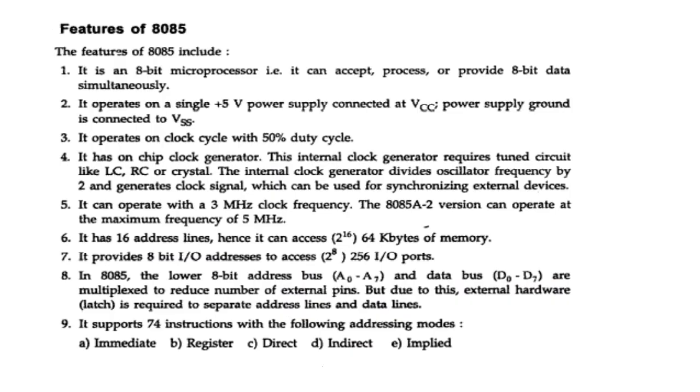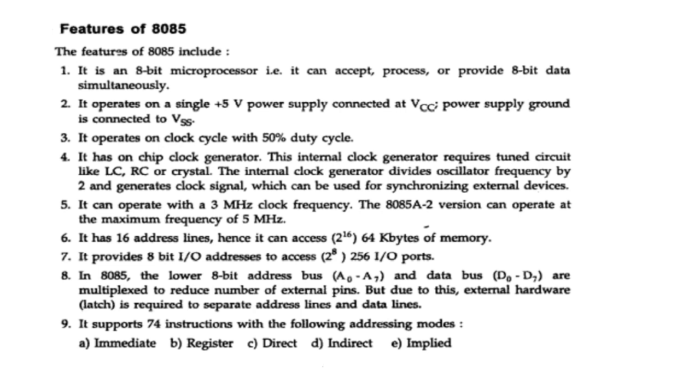It is an 8-bit microprocessor. It operates on a 5-volt power supply. It operates on a clock cycle with 50% duty cycle. It has an on-chip clock generator. It can operate with a 3 MHz clock frequency. It has 16 address lines, so 2 to the power 16, that is 64 KB of memory. It provides 8-bit I/O address to access 256 I/O ports. In 8085, the lower 8-bit address bus and the data bus are multiplexed to reduce the number of external pins, but due to this, an external hardware latch is required to separate address lines and data lines. It supports 74 instructions with the following addressing modes.